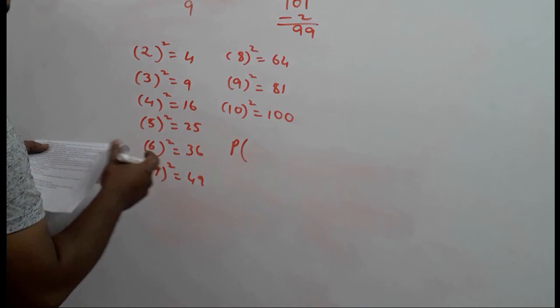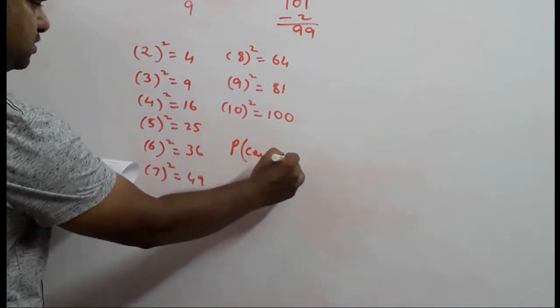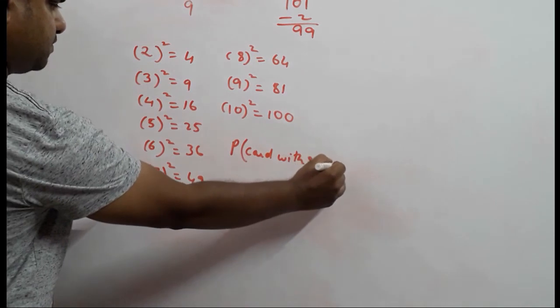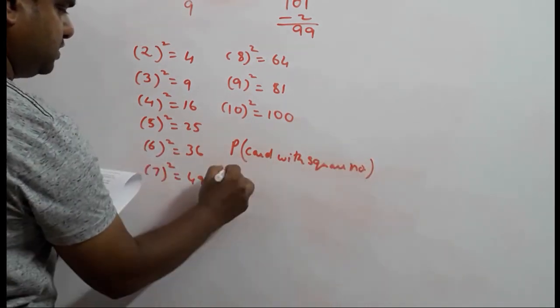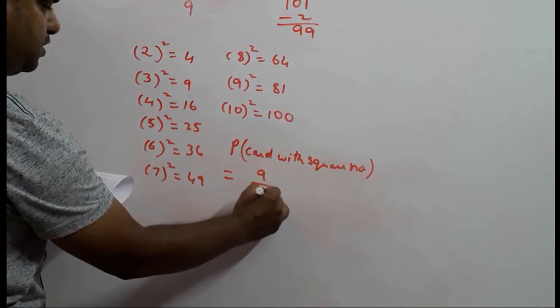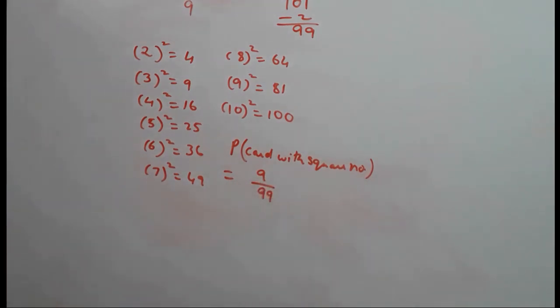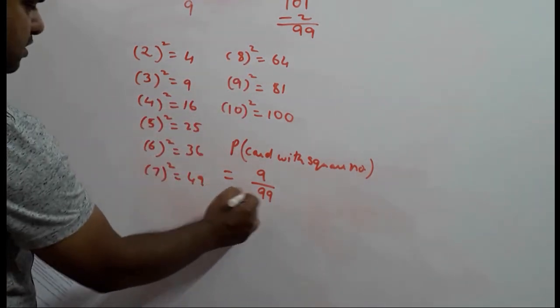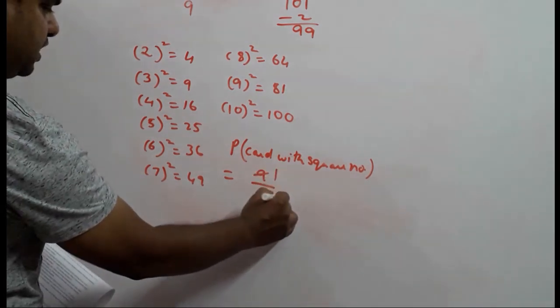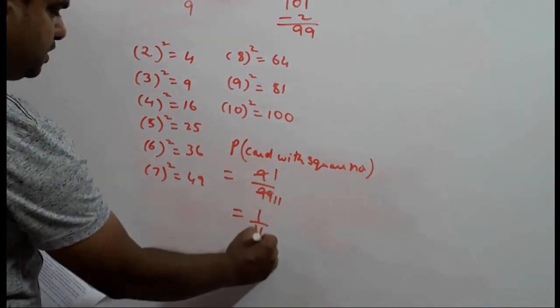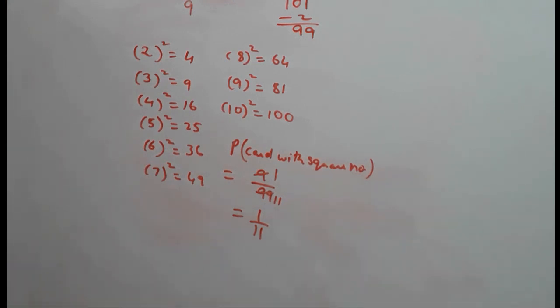So probability of getting a card with square number is equal to 9 upon 99. 9 because we found 9 squares, 99 because the total outcome possible is 99. So 9 ones are 9, 9 11s are 99. So the probability of getting a card with a squared number is 1 upon 11 in this example.